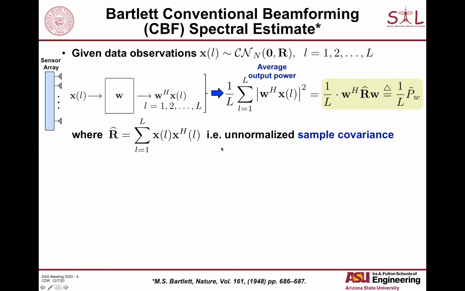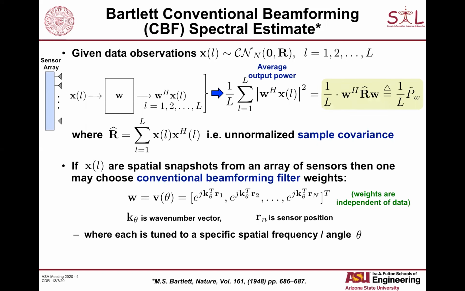And what we're going to do here is choose the filter weight to be what we call a conventional beamforming filter weight. And this is the form of that conventional beamforming filter weight. If this was a uniform linear array, then this filter weight would look like an FFT filter. And when we say that the filter weight is conventional and the spectral estimate is a conventional spectral estimate, what we mean is that this filter weight is independent of the data. All right, and k here is my wave number vector, r is my sensor position, and theta is my spatial frequency, also equivalent to angle.